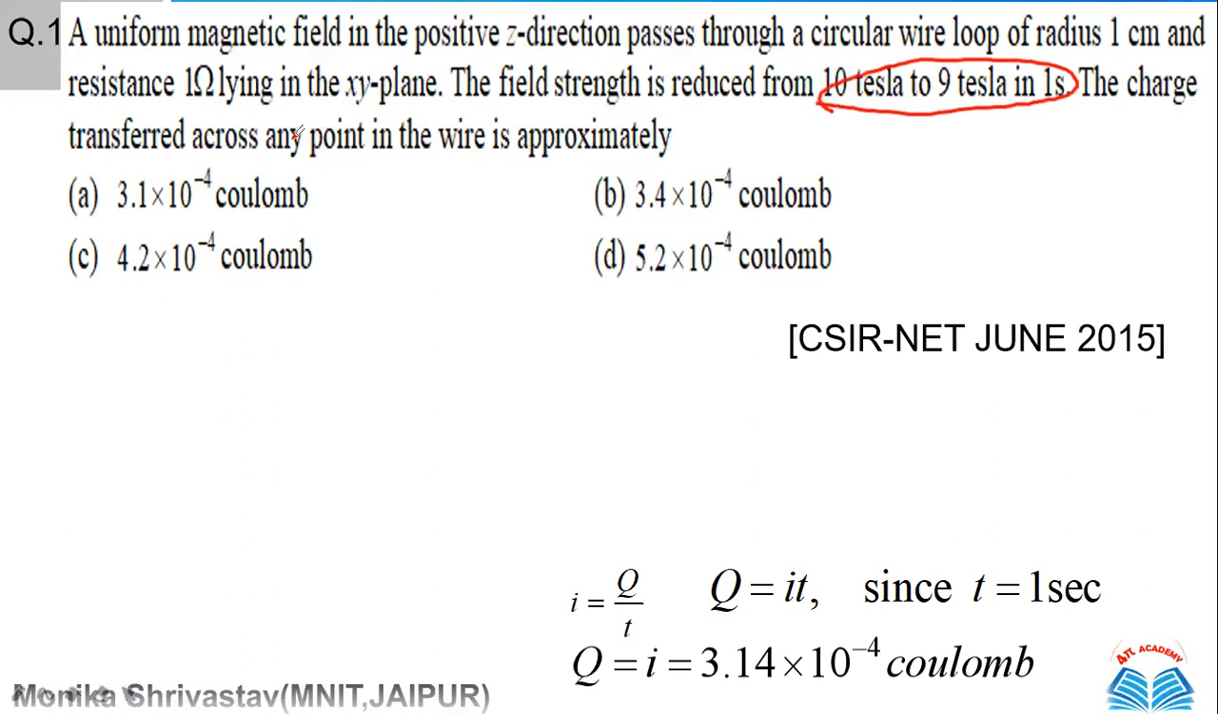So the charge transferred across any point in the wire is approximately, and then you have to just calculate the charge. You know the magnetic field, you know the area, you can calculate the phi, you can put it phi, epsilon equals minus whatever the formula is. And then for the charge, you can do I equals Q over T and Q equals IT, because you can get the current now. So you can get the charge too. Okay, so I will provide the solution too. By mistake it is not here.